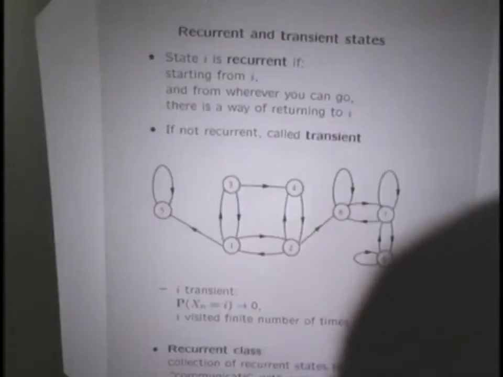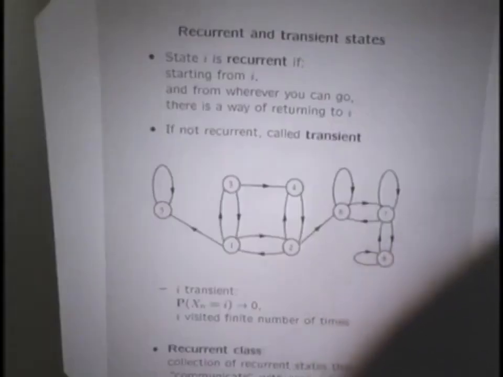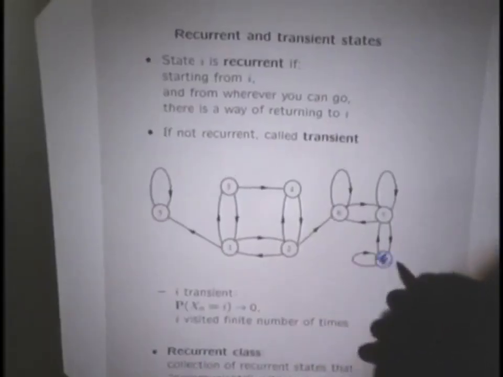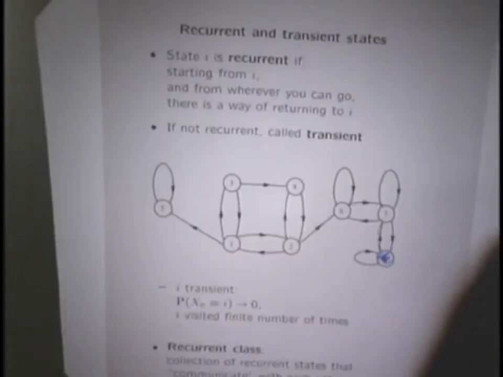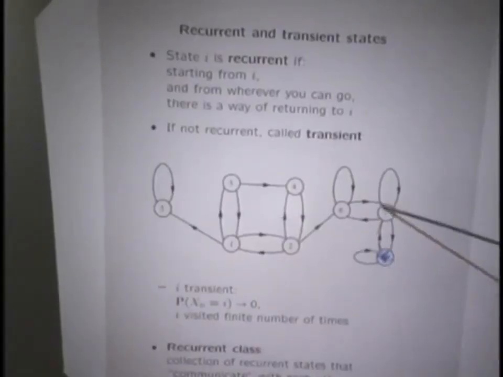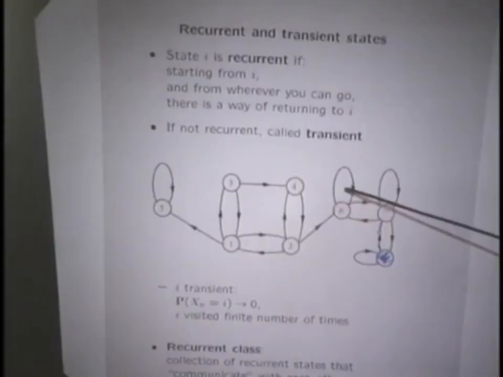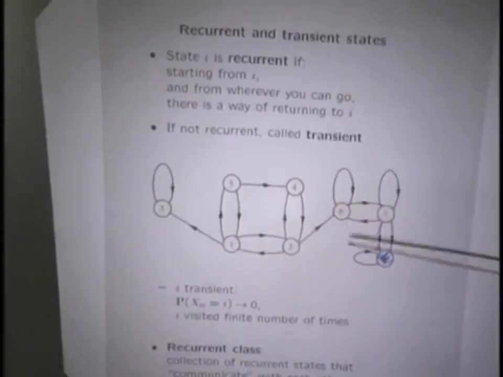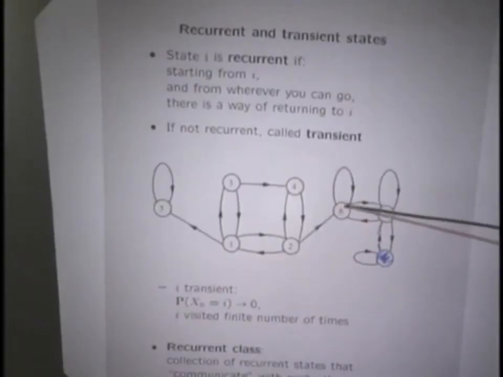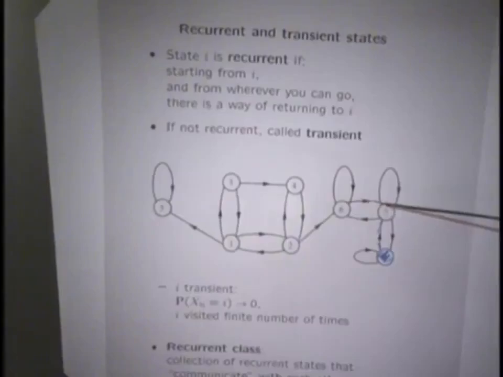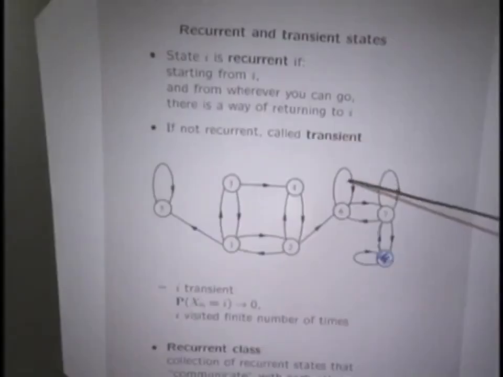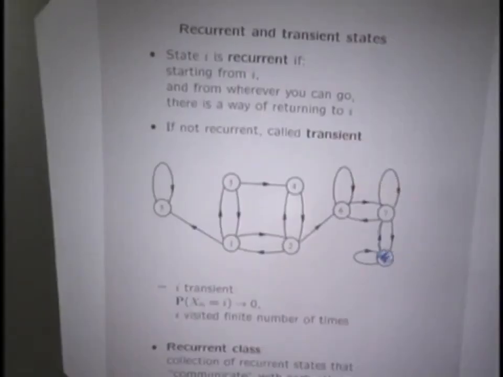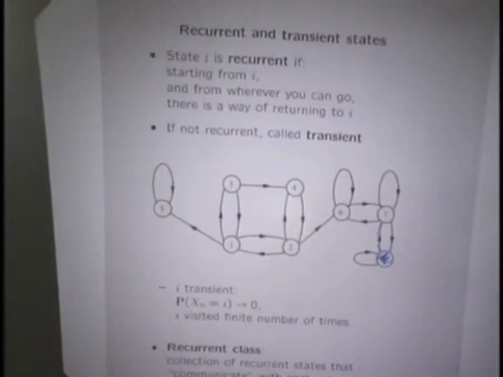So what's an example of a recurrent state? This one. Starting from here, you can go elsewhere. You can go to state 7. You can go to state 6. That's all where you can go to. But no matter where you go, there is a path that can take you back there. So no matter where you go, there is a chance and there is a way of returning where you started. Those states we call recurrent.